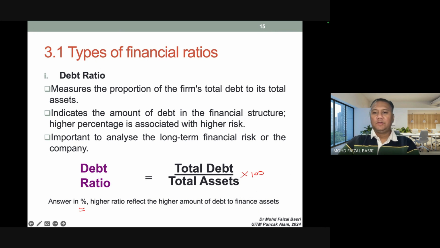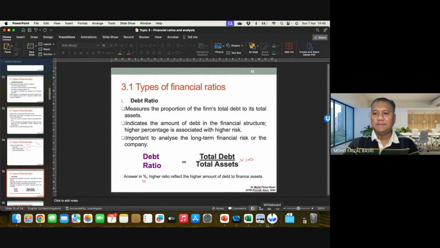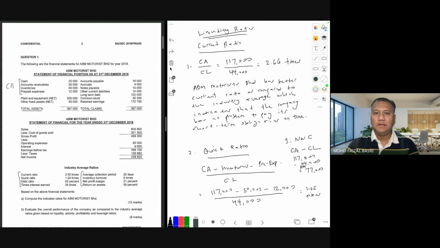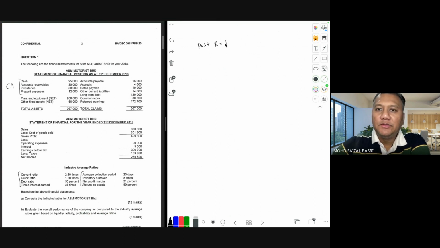Okay, so if we go back to the example just now, I pressed delete already. Debt ratio, also known as debt to asset ratio. I write again, the formula is total debt divided by total assets.